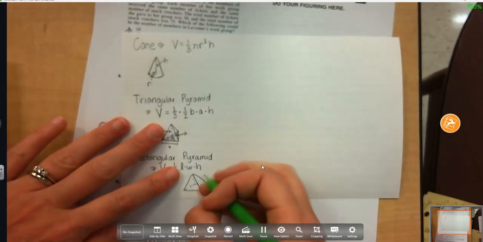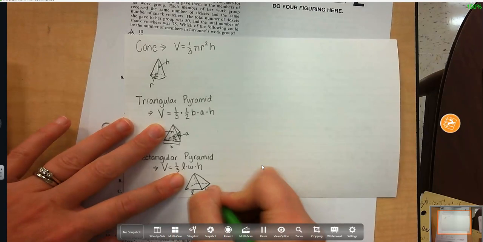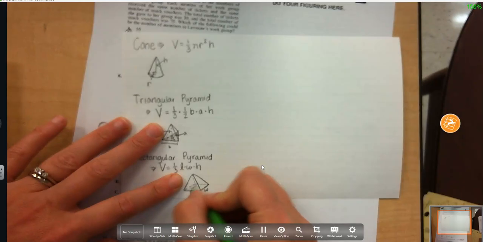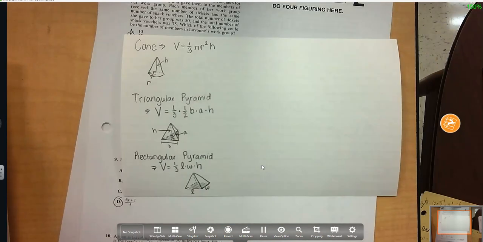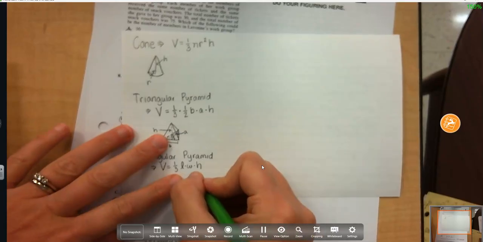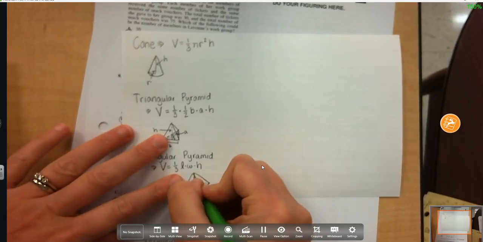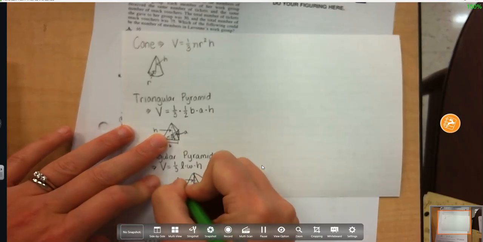All right, and in this, we would have a length and a width of the base. I'm going to shade that base a little bit so we can know that's our bottom. We've got a rectangle there on the bottom. And then our height would be down through the middle. Here, that would be our height.